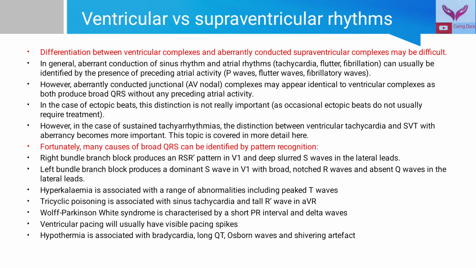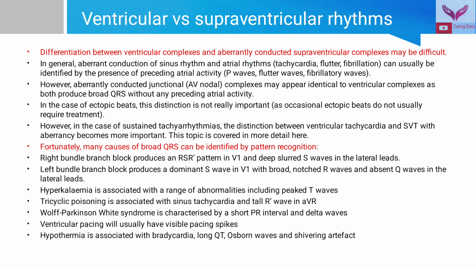Differentiation between ventricular complexes and aberrantly conducted supraventricular complexes at times may be difficult. In general, aberrant conduction of the sinus rhythm and the atrial rhythm, for example tachycardia, flutter, fibrillation, can usually be identified by the presence of preceding atrial activity, that is P waves, flutter waves, or fibrillatory waves. However, aberrantly conducted junctional AV nodal complexes may appear identical to ventricular complexes as both produce the QRS without any preceding atrial activity.